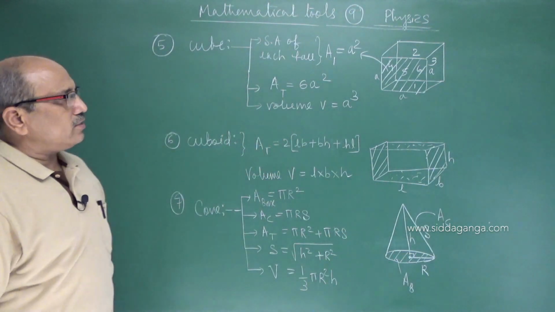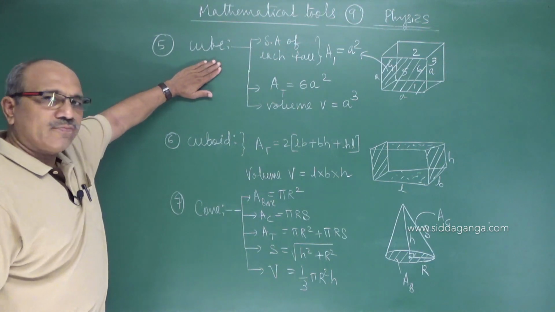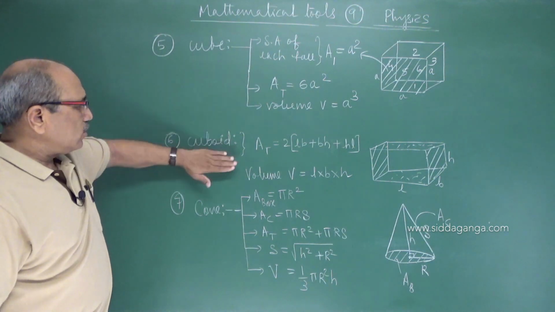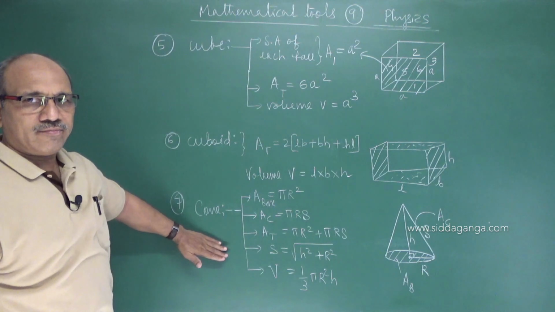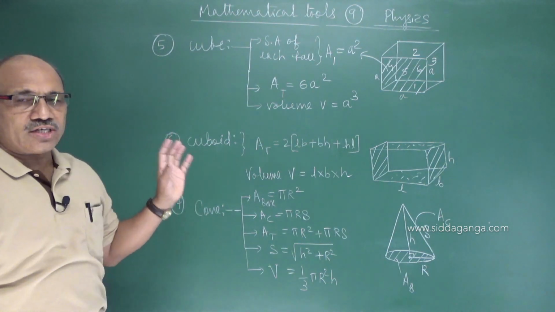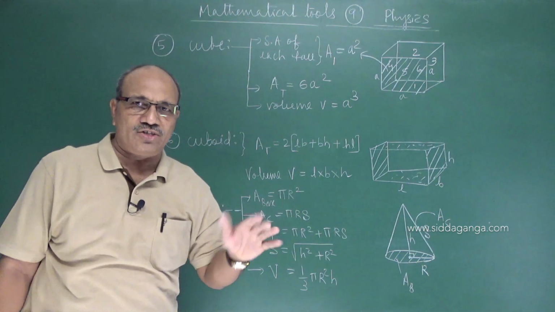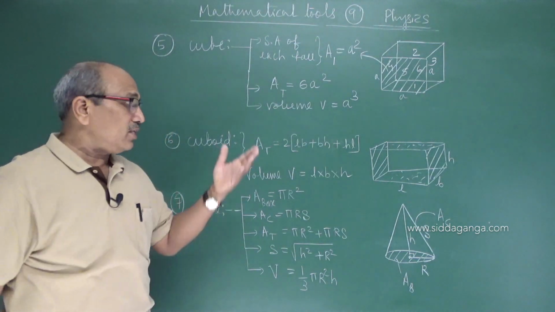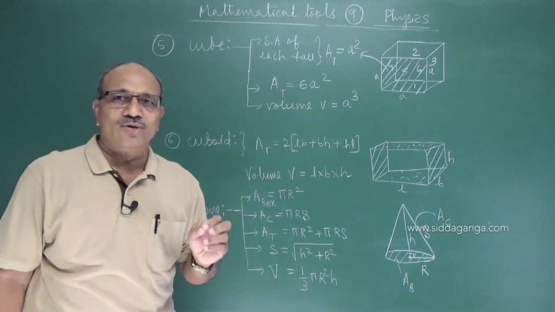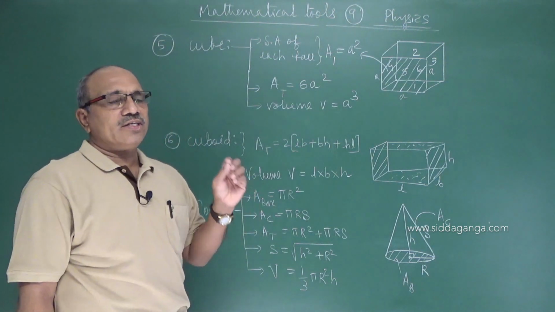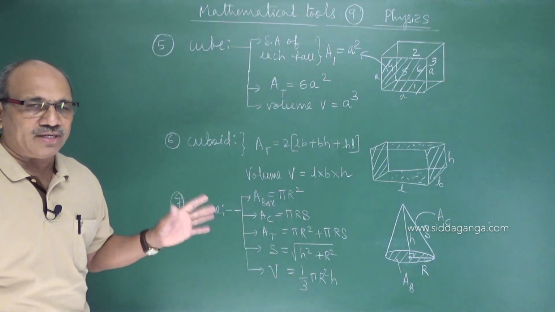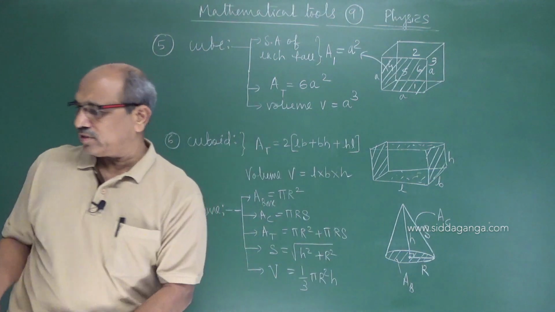So again, we have taken three here: the cube, surface area and volume, the cuboid and the cone. So these are some standard shapes, maybe in 2 dimensions or 3 dimensions. We have taken the standard relations. I told you they all must be at the tip of your tongue, not on paper. Let us go to the other parts.